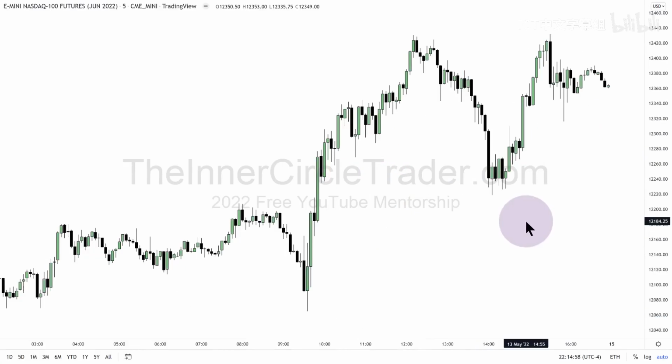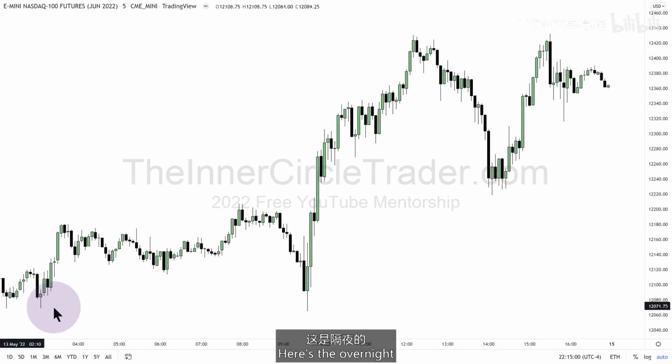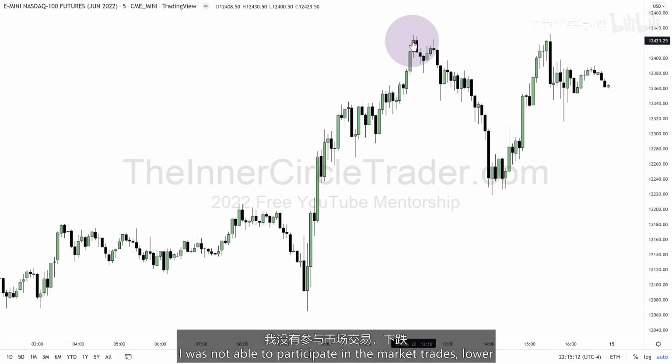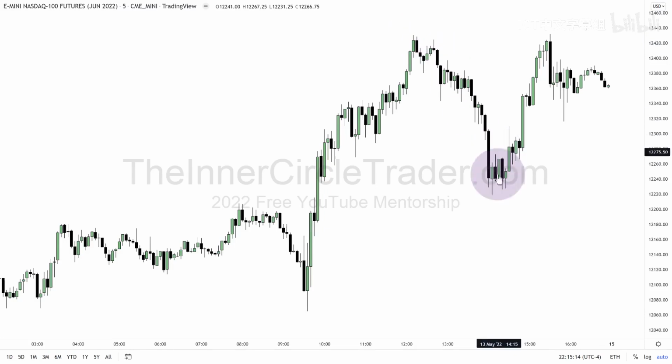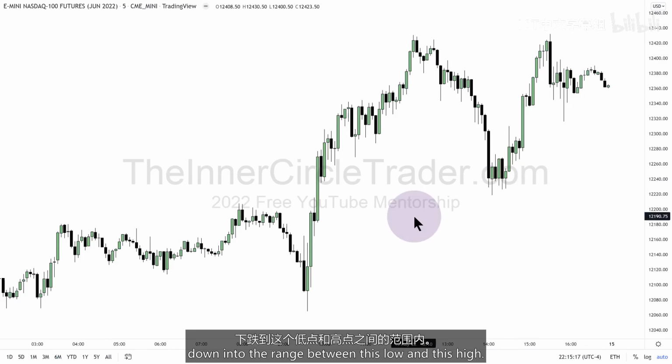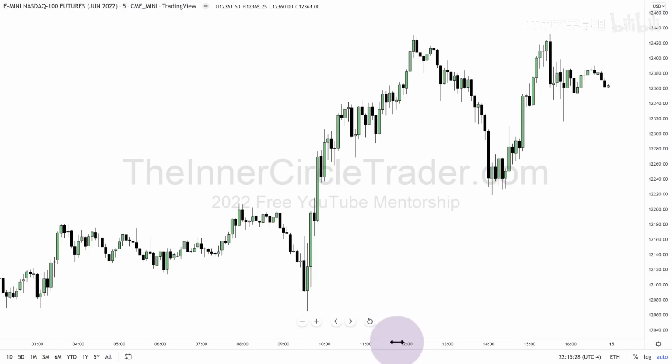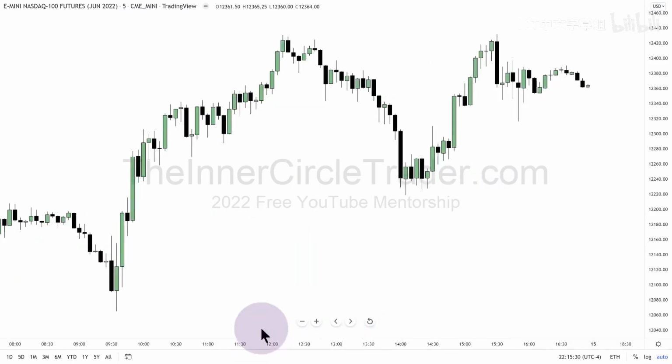All right, so here's the 5-minute chart. Here's the overnight London lows. 9:30, we run through it, taking out the sell side here, and then it starts to rally. All this rallying up here, I was not able to participate in. The market trades lower down into the range between this low and this high. What is it trading to? Discount. So I'm going to go into this area a little bit tighter.